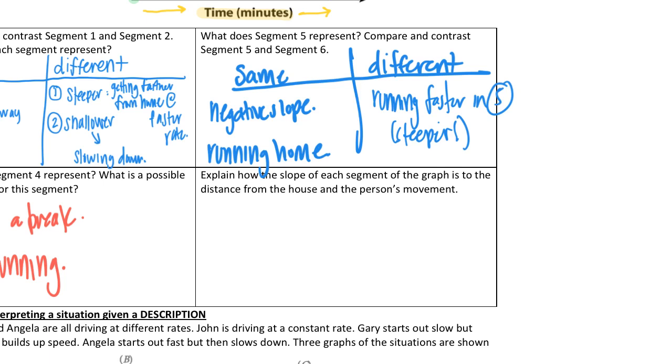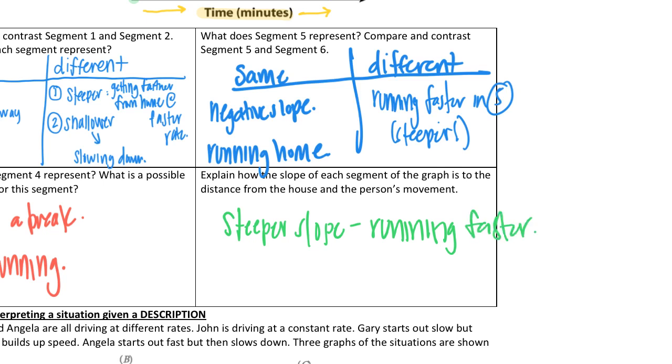So if we are asked in this bottom section to explain how the slope of each segment is related to the distance from the house and the person's movement, we can say that the steeper slope means that they are running faster, whether that be towards or away from the house. A shallower slope, on the other hand, means that they slow down. They're not covering as much ground in the same amount of time.